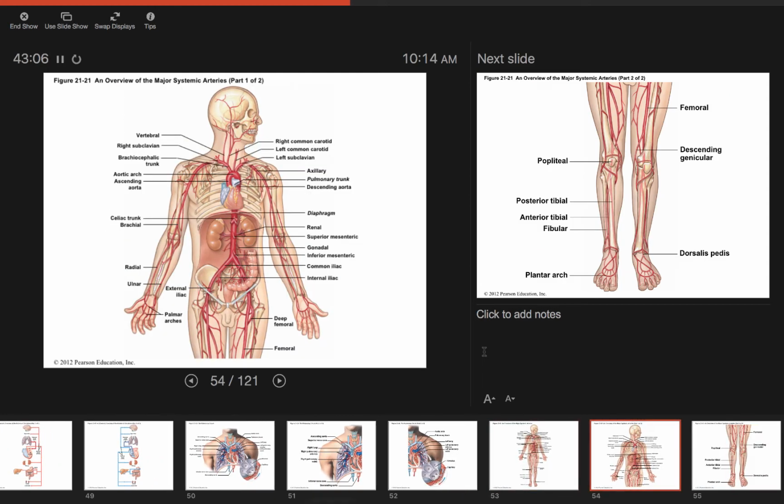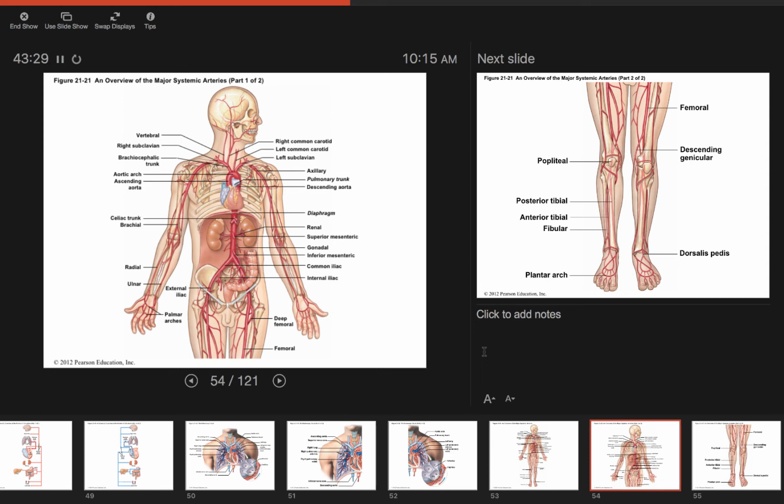Then we look at the systemic circuit, and the systemic circuit is the aorta delivering the blood to the rest of your body, right? So blood is getting pumped out of the left ventricle into this aorta. Now this aorta is an extremely long vessel, right? It goes all the way down to the pelvic cavity.